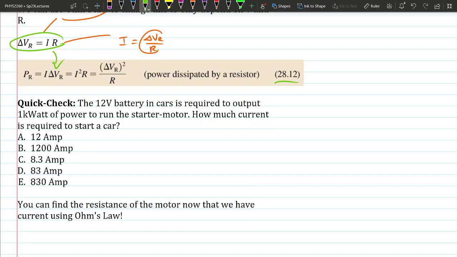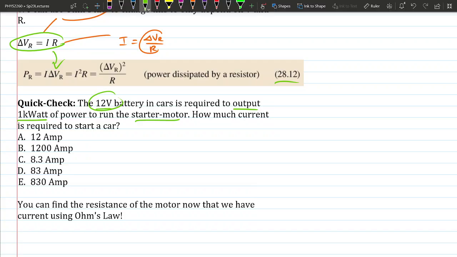Let's say we have a standard car battery, at least the combustion type, the one that burns gasoline. The starter engine runs on a 12-volt battery, and it has an output of 1 kilowatt, right? The K is 1,000, so 1,000 watts of power, in order to run the starter motor, that is, when you turn the engine and it starts. And we're trying to calculate how much current is required to start the car.